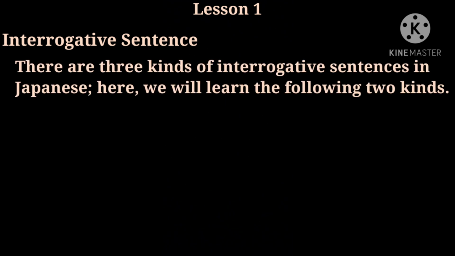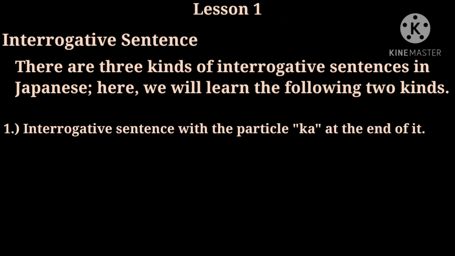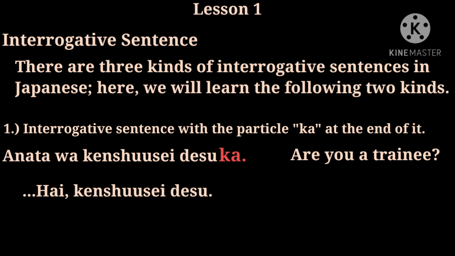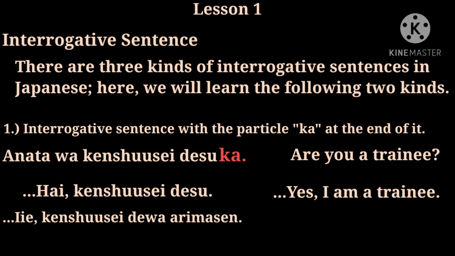Interrogative sentence. There are 3 kinds of interrogative sentences in Japanese. Here, we will learn the following 2 kinds. Interrogative sentence with the particle ka at the end of it. Anata wa kenshusei desu ka? Means, are you a trainee? Hai, kenshusei desu. Or, yes, I am a trainee. Iie, kenshusei de wa arimasen. Or, no, I am not a trainee.